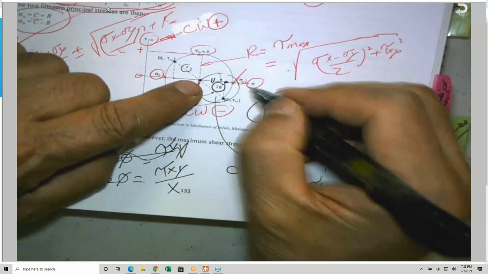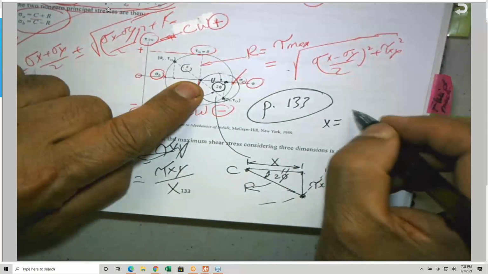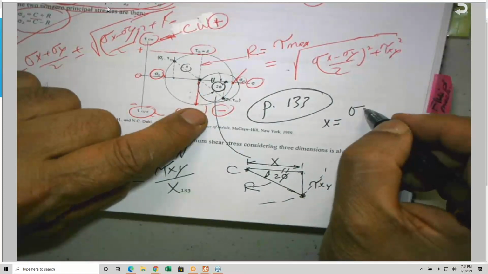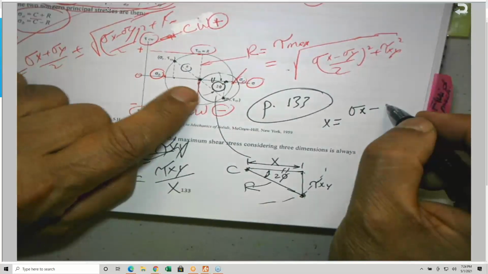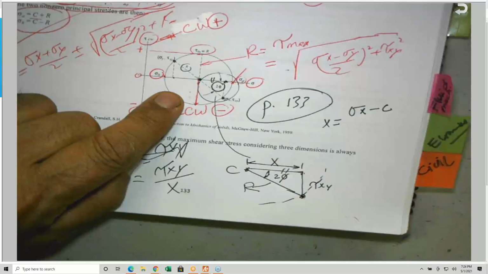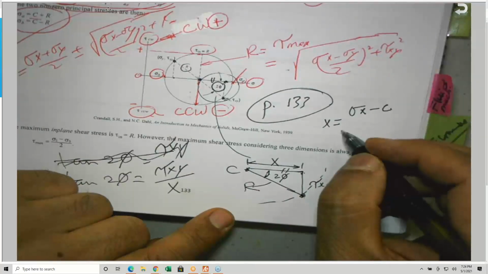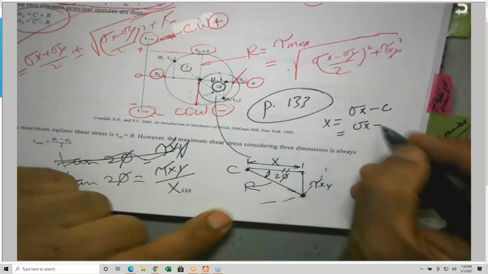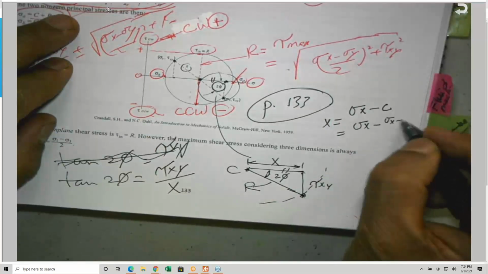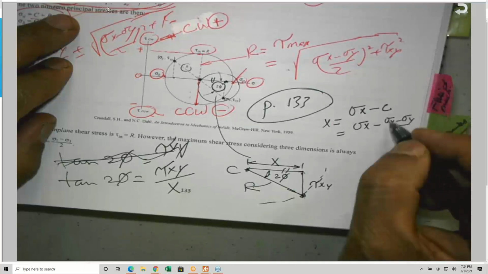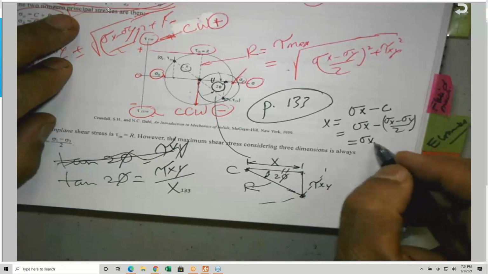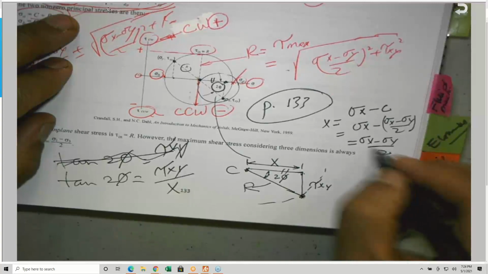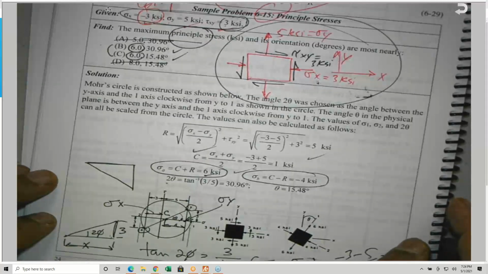Okay, this is c. So the x is equal to sigma x minus c. And c is equal to sigma x, let me derive it, minus sigma x minus sigma y divided by 2. That means it is sigma x minus sigma y divided by 2, which is, as I said before, sigma x minus sigma y divided by 2.